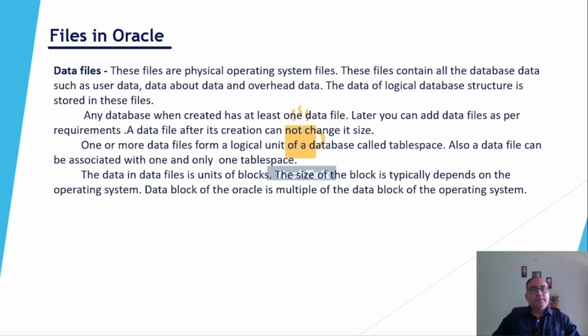Then we have data files. Data files actually contain the data. Your user data, metadata, all this information gets stored in this particular file. Tablespace also gets stored in data files. Now what is a tablespace? One or more data files form a logical unit of the database that is called a tablespace. Also, please note that data is stored in files in terms of blocks, and the size of a block basically depends on the operating system.